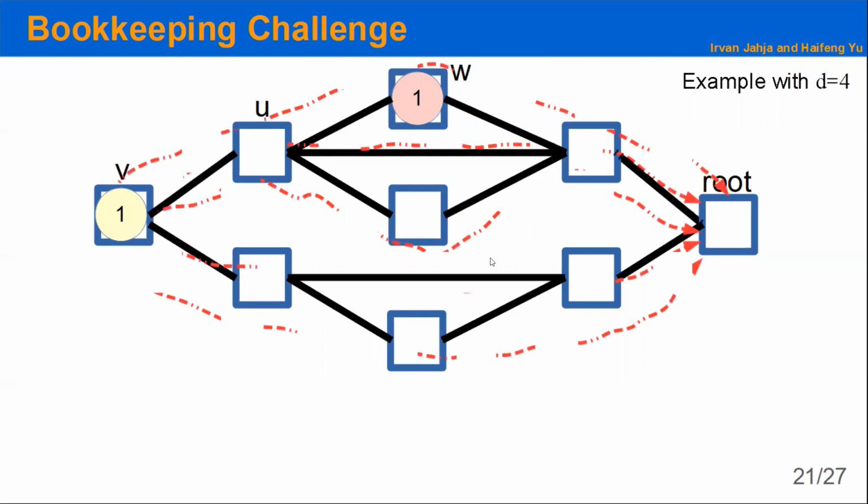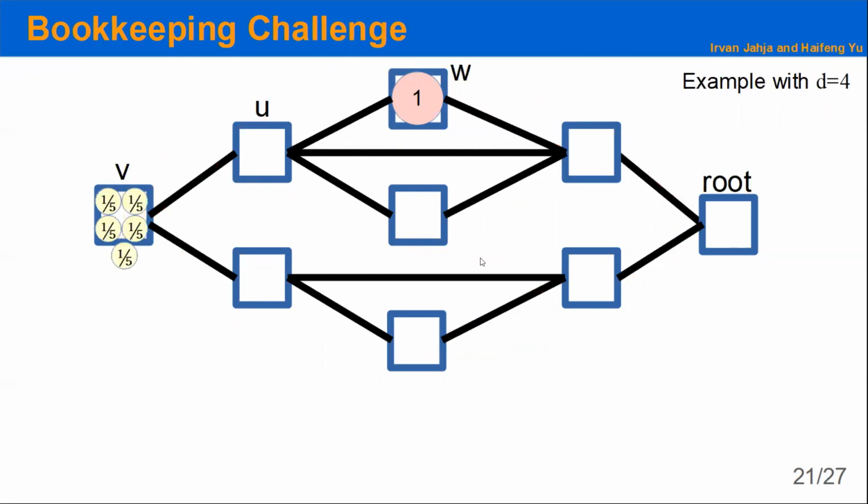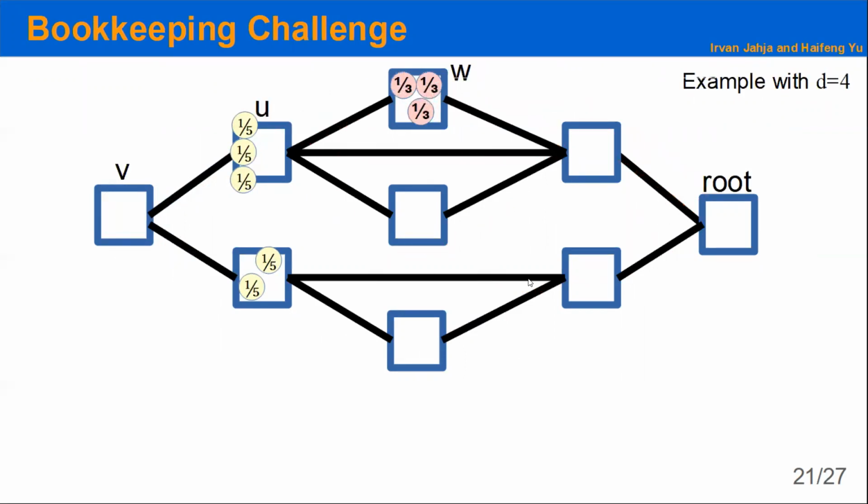Node v has 5 paths to the root of length at most d, so it will split its value into 5 pieces. Furthermore, amongst these paths, 3 of them have u as their second node, so 3 of these pieces will move to u. In a similar way, node w has 3 paths to the root of length at most d, so it will split its value into 3 pieces. 2 of these paths have u as their second node, and hence 2 of these pieces will go to u. So let's focus on the pieces on node u, and let's for now forget about the rest.